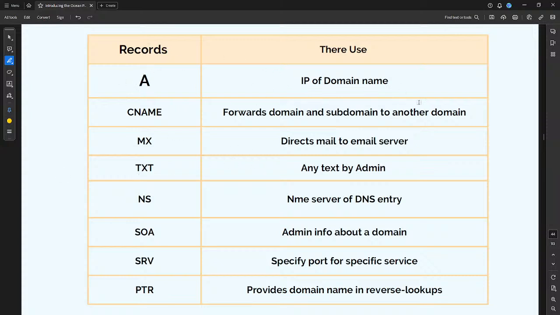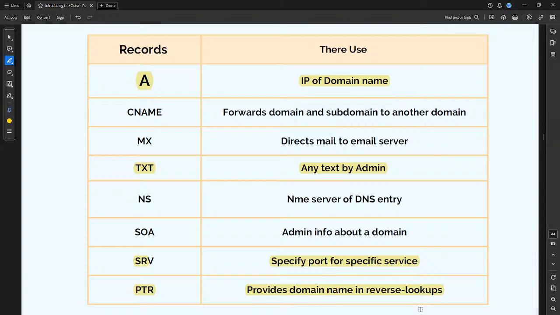Now we have different records and their uses. For instance, we have record A, which is the IP of a domain name, and then TXT, which is any text by the admin. We also have the NS, which is simply the name of the server. We have the SOA, which gives information about the domain. We have the SRV, which specifies ports for specific services. And then we have the PTR, which provides the domain name in reverse lookup.